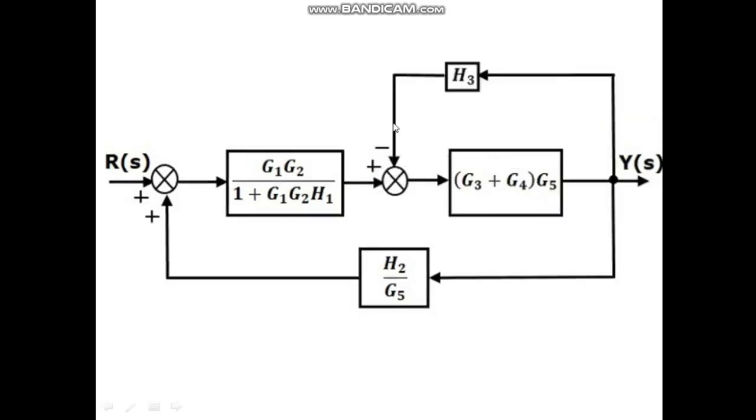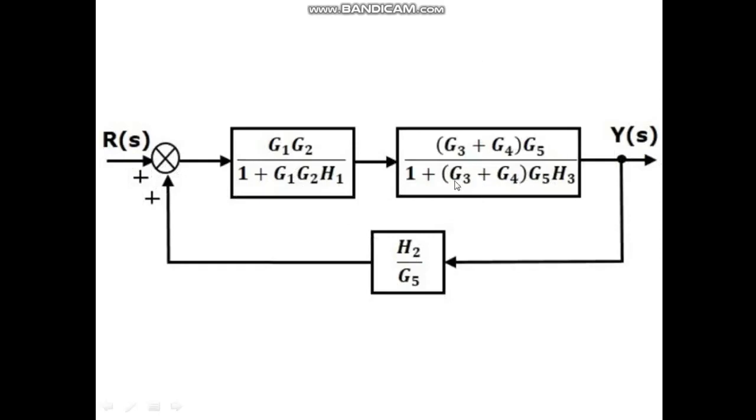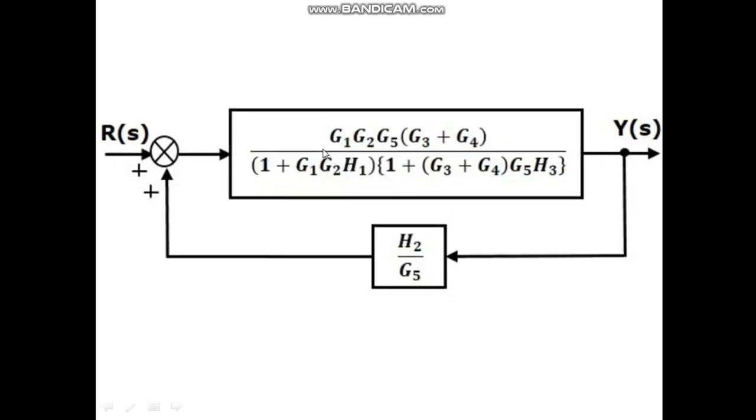Now after reducing this minor feedback loop, this previous block and the reduced minor feedback loop block will come in series. So you can take direct multiplication of this term and this term, so that you will get a single block, which you can see in the next slide. So now I get the answer as G1 G2 G5 bracket G3 plus G4 divided by 1 plus G1 G2 H1 into 1 plus G3 plus G4 into G5 into H3.